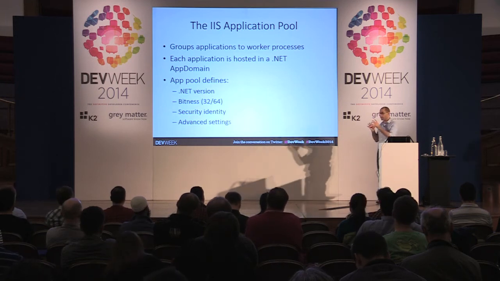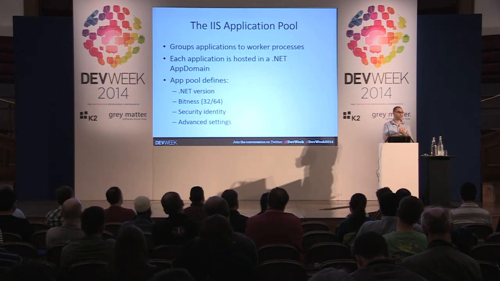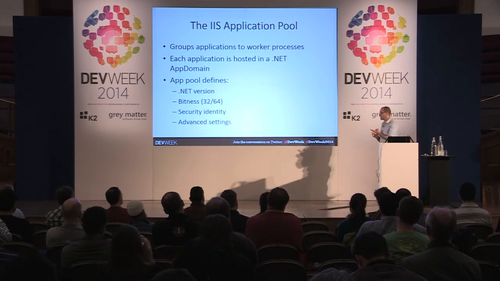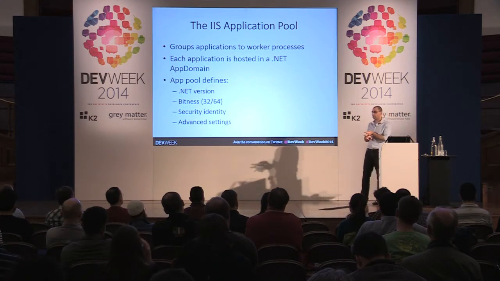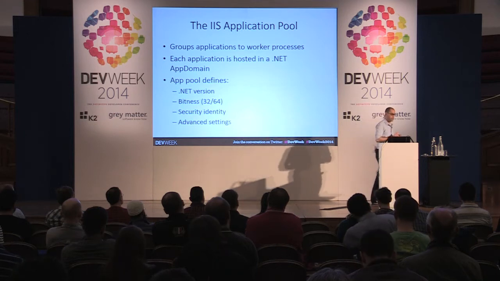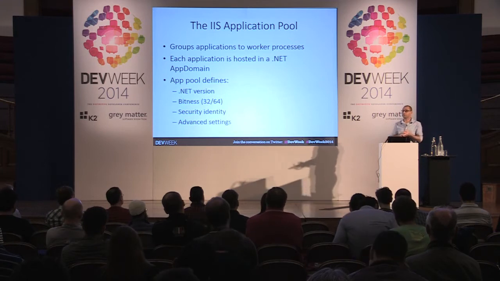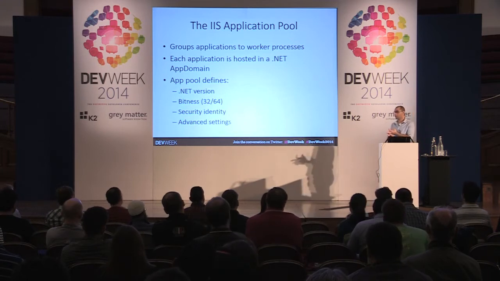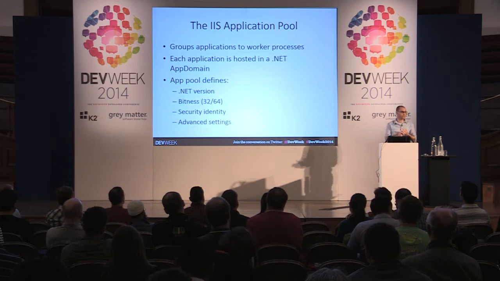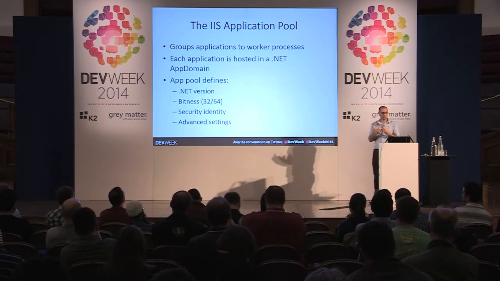Okay? So an application pool basically groups similar applications that use the same framework version, because it's all hosted in one executable. It defines whether it's a 32-bit or a 64-bit application. You can actually run in IIS applications that are 64-bit and applications that are 32-bit. Okay, it is supported if you have, for example, third-party assemblies that are compiled to 32-bit. You can force IIS to run your worker process as a 32-bit process.